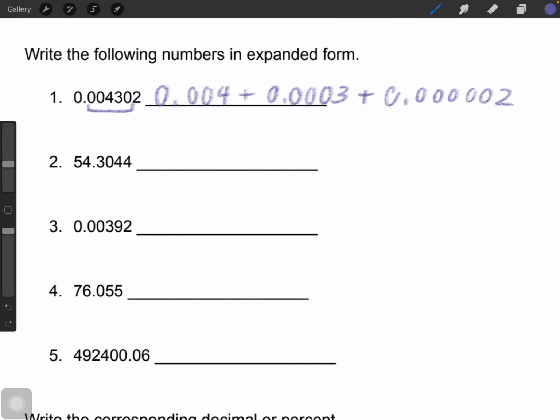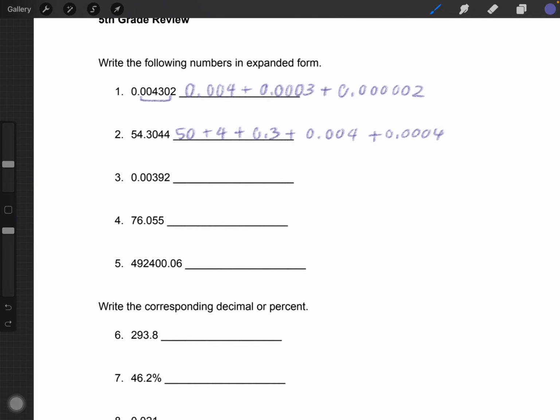Now similarly, you have these that are not a decimal, they are whole numbers. This 54, so you want to add 50 plus 4 because you want to separate the 5 and the 4 and make them 2 digits. And then you can add 0.3 and add 0.004 and add 0.0004. So I hope that gives you a good idea of what expanded form means if you did not learn it or don't remember it from 5th grade because it's been a long summer.